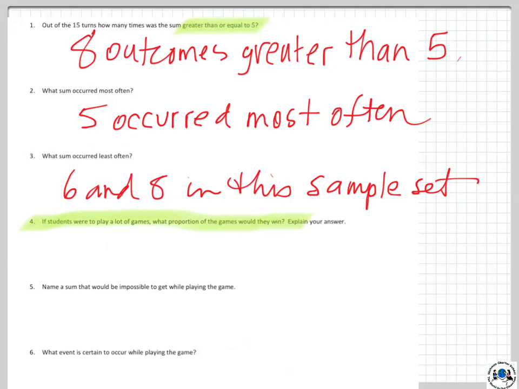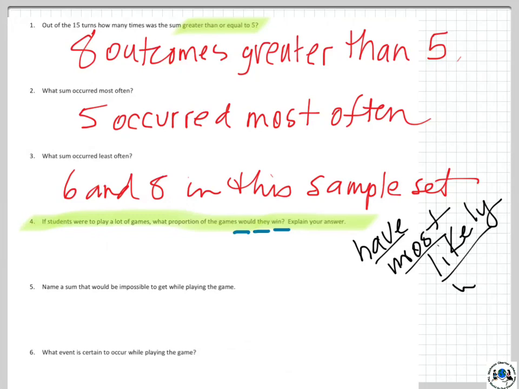Oh yeah, and I didn't remember this one here, number 4. It says, if students were to play a lot of games, what proportion of the games would they win? I had a lot of trouble with this idea. Would they win? I would have said, would they have most likely won, because there's no definite here. The way they wrote this, they wrote it as a real definite. If we look at what they were getting at, you use your results here and say, if they played a lot of games, they would have won 8 out of 15 games. So I don't agree with that language. Maybe I'm reading it wrong. I'm not quite sure, but I think that question we could just leave alone. I'd be interested to see what you girls and boys said, though.